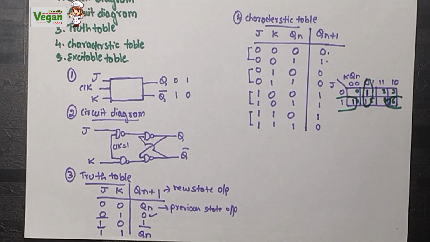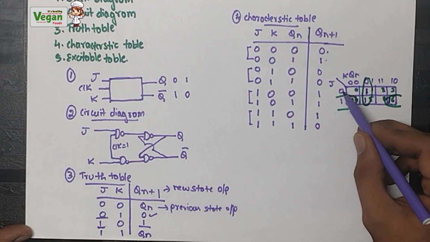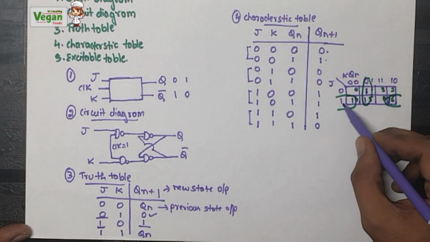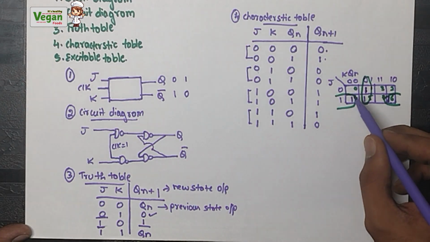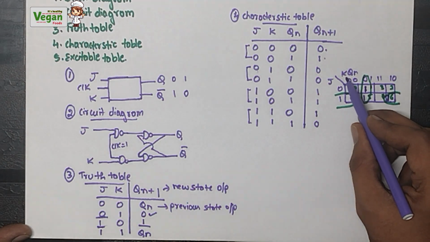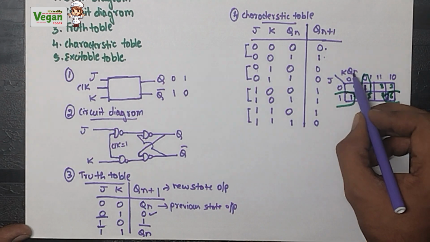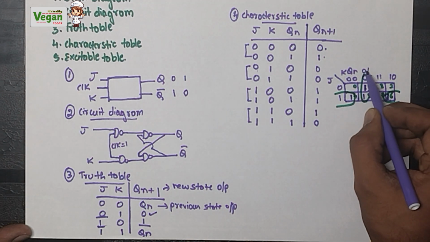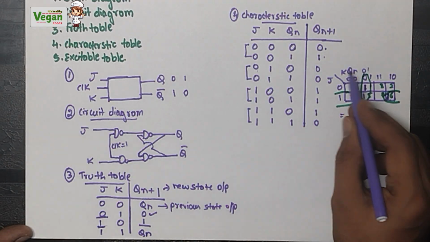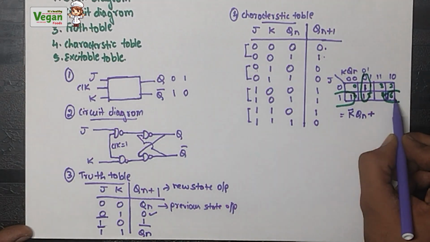So how can we write the equation? See, while considering these two, on the left hand side the J value is varying. For this one the value is 0, for this one the value is 1. So the J value is varying, we will not write. What is the value for K? It is 1, 1. Now for both, K and Qn value is 0 and 1, 0 and 1. So we will write K, Qn, but 0. What is the value of 0? K bar. So K bar Qn plus, we will write this equation, this one and this one.